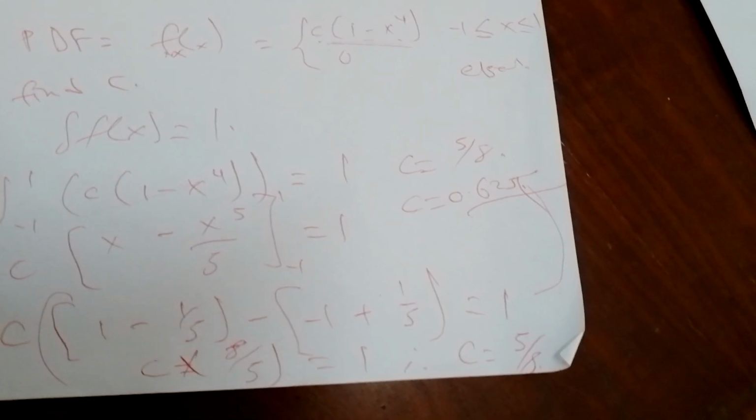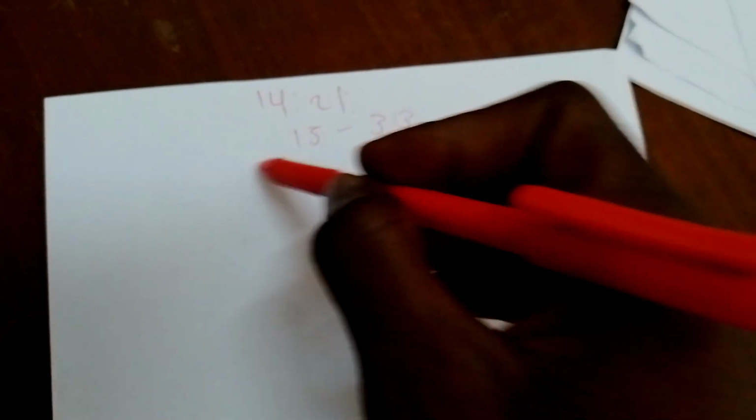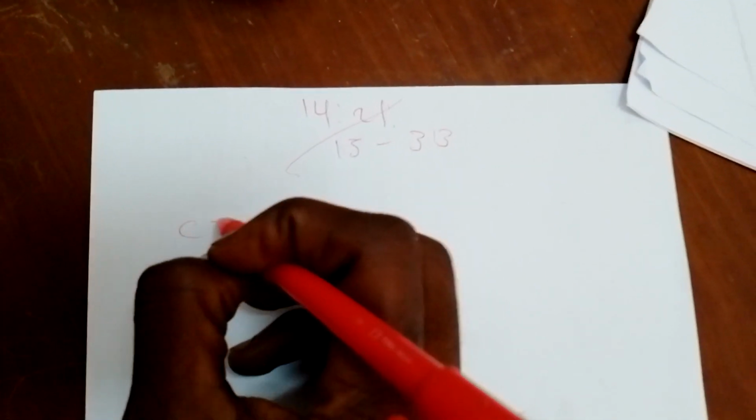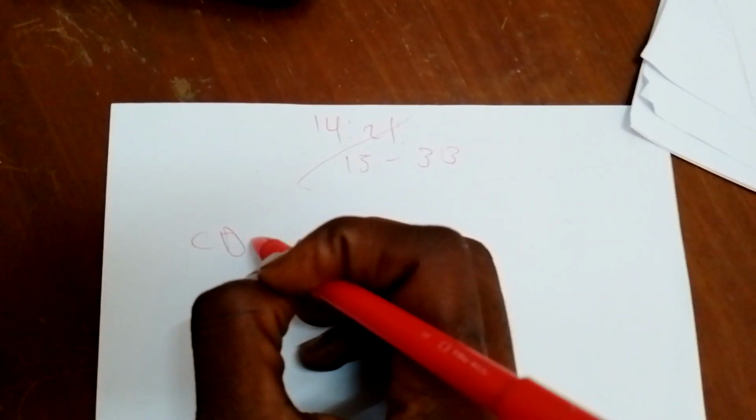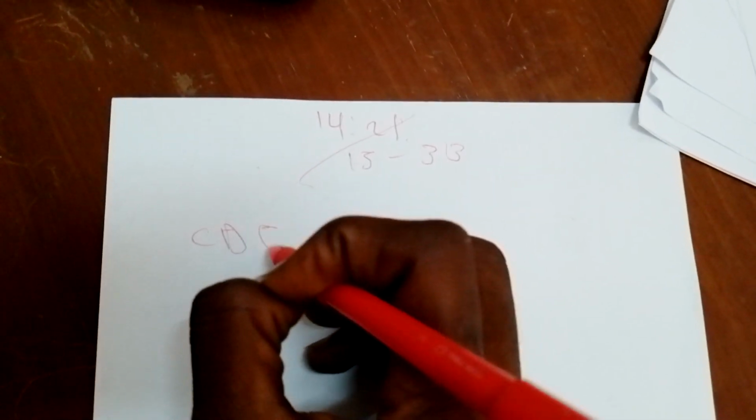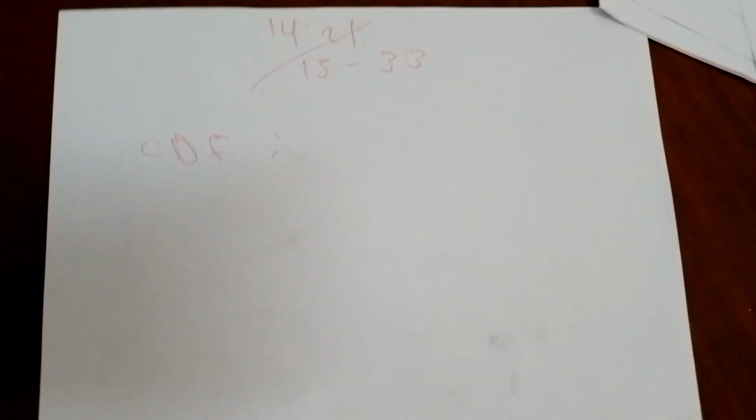Area under the graph gives you 1. Okay, so let's move on to the next thing. The next thing is to find, they now want you to find your cumulative distribution function. Good. So now, how do we find our cumulative distribution function?